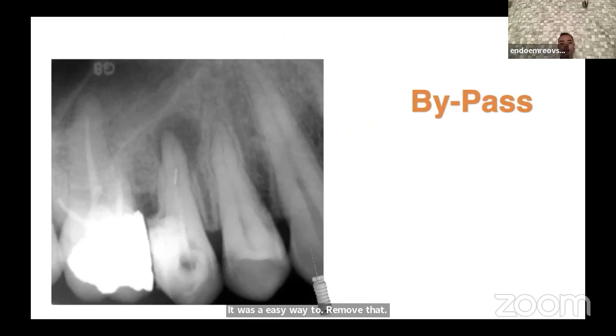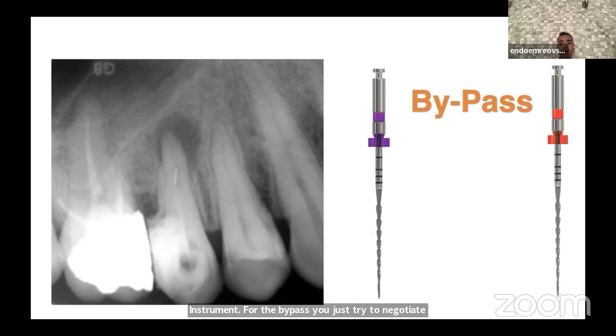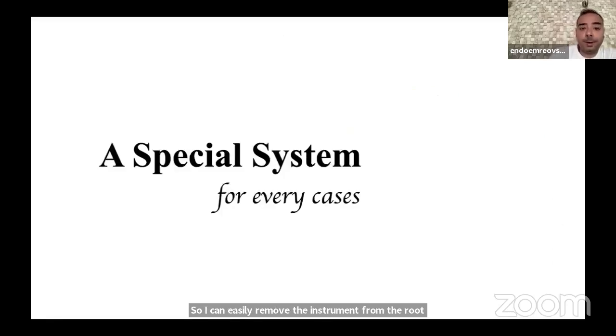For the bypass, you just try to negotiate with the nano file. Then I use my favorite two F1 files to bypass the instrument. It's at the anastomosis point of the root canal system. So I just place my F1 and negotiate between the dentinal wall and the broken file, so I can easily remove the instrument from the root canal system and reach the apical part.